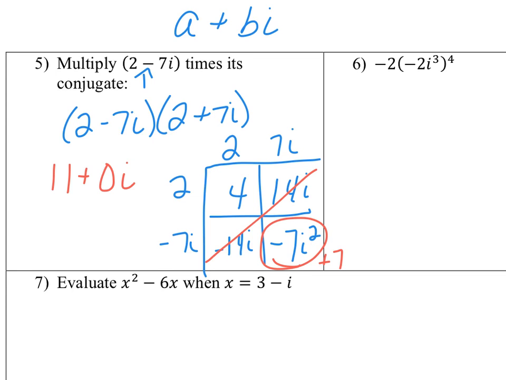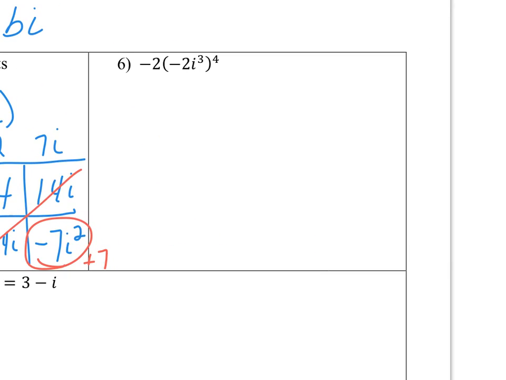Okay, this one, when you finish it, should be 11. You should just get 11, but since you need to leave it in a plus bi form, you have to put that 0i right there. All right, this next one is not a binomial, but remember you have to do this little section first before you can multiply through. Order of operations, PEMDAS, states that you have to do this exponent here first before you can multiply that negative 2 through. All right, try it out.